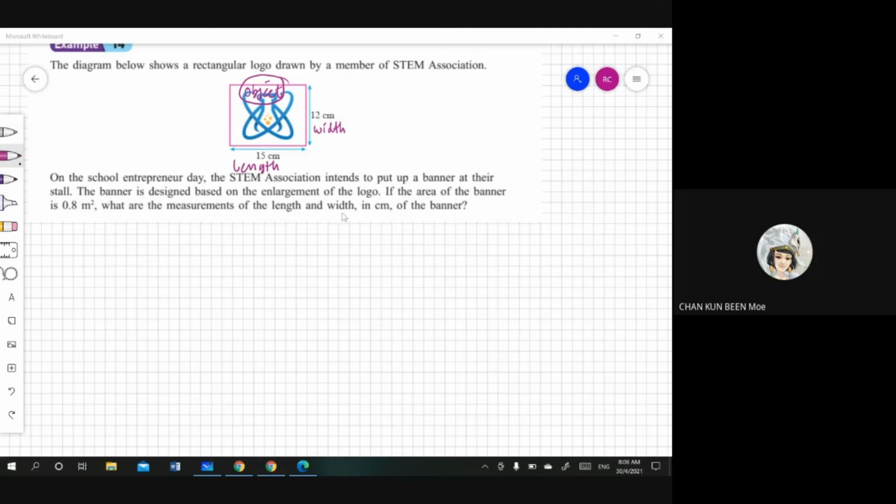Okay, so if the area of the banner is 0.8 square meter, that is the area. So now they involve the formula of area. What are the measurements of the length and width in centimeter of the banner? You can see the area given is in meter squared, but they are asking for centimeter. So the unit of measurement is different. Can you tell me 1 meter equals how many centimeters? 100 centimeters. Right. Then 1 square meter is equal to how many square centimeters?